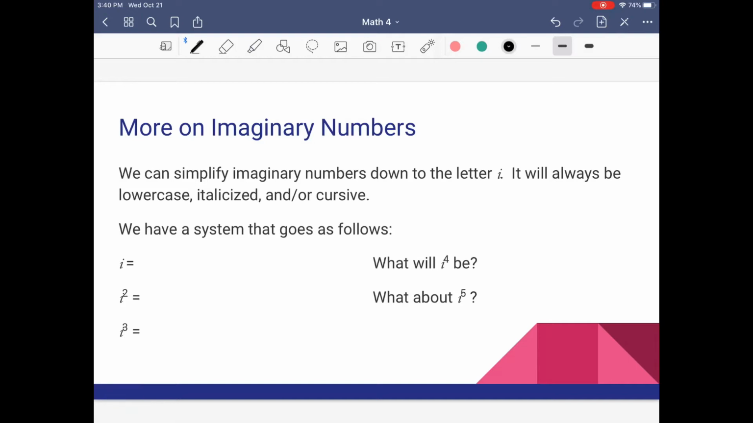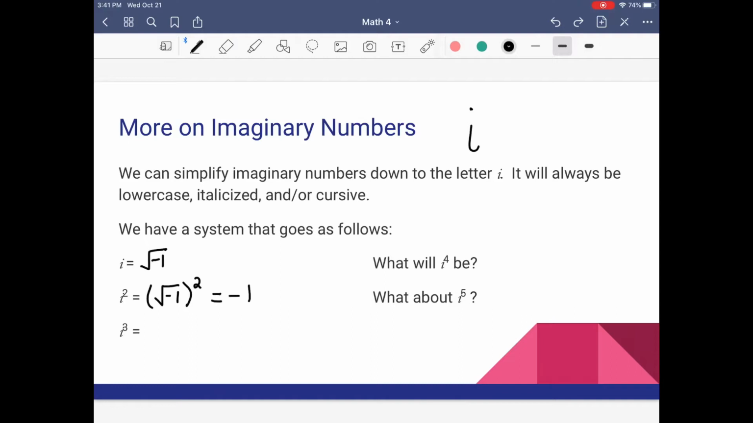Now, how do we deal with i? I'm going to talk about some ways to simplify this. Again, it's going to be lowercase, and it's always going to be the square root of -1. If I have the square root of -1, that represents that imaginary number, i. What happens if I square it? If I square a square root, those are inverses of each other, so they will cancel each other out and equal -1.